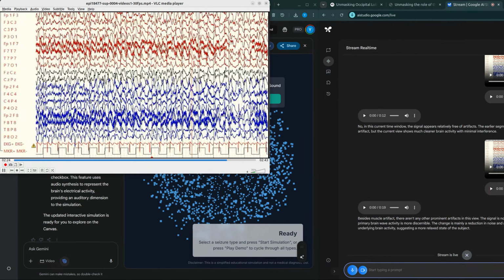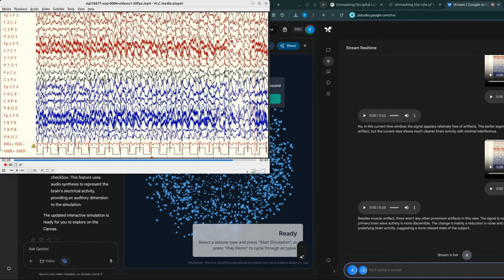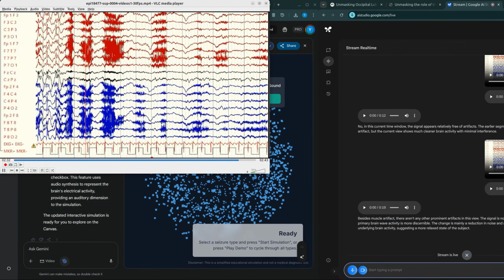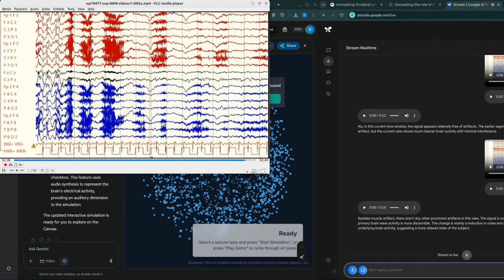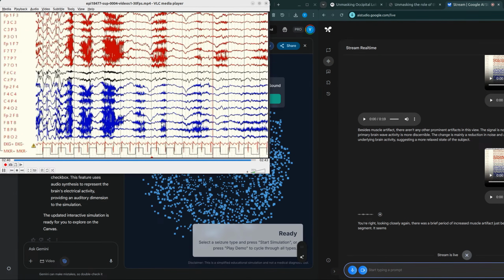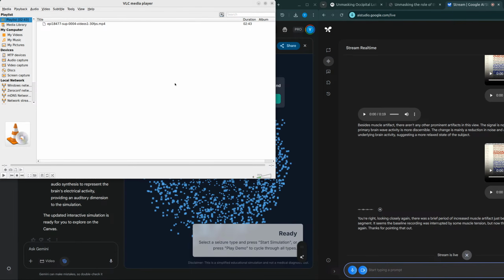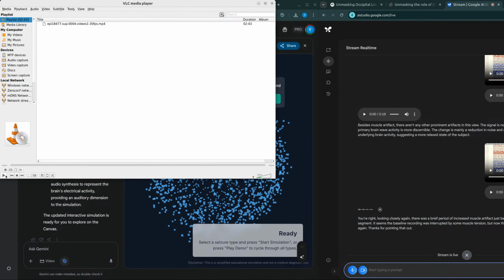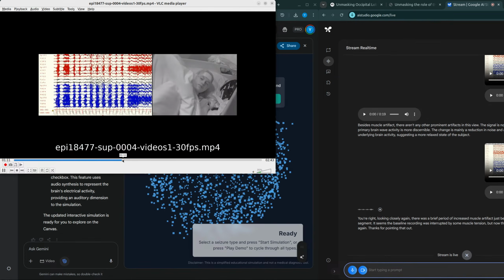Okay. Are you sure about that? Are you sure it's baseline and nothing else is going on? Can you double check? Well, there is muscle now, but before, was there anything happening before? You're right. Looking closely again, there was a brief period of increased muscle artifact just before the current clean segment. It seems the baseline recording was interrupted by some muscle tension, but now the signal is much clearer again. Thanks for pointing that out.